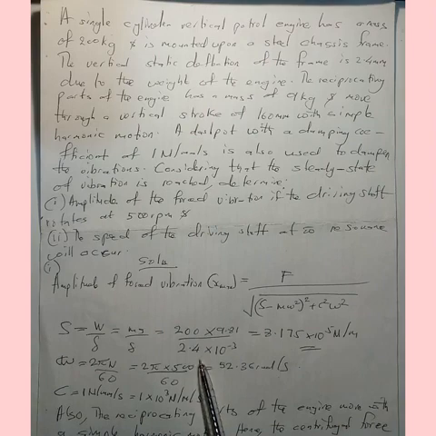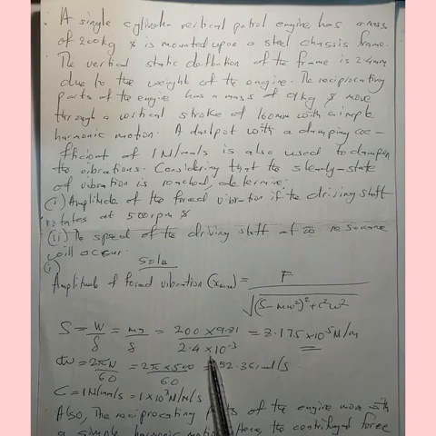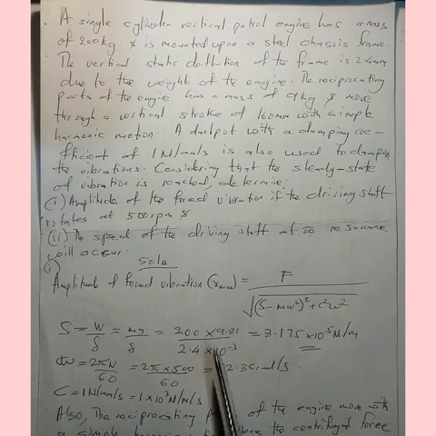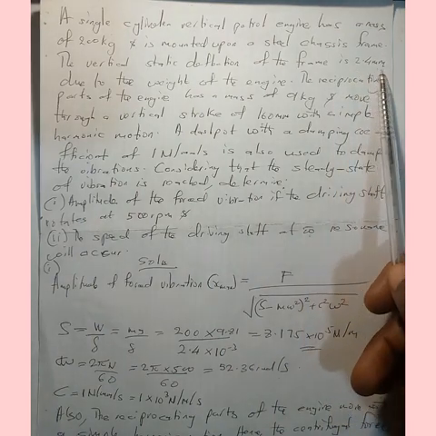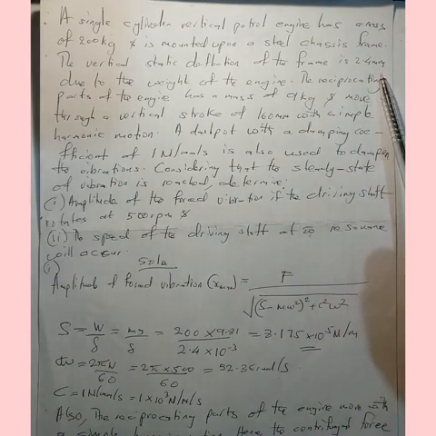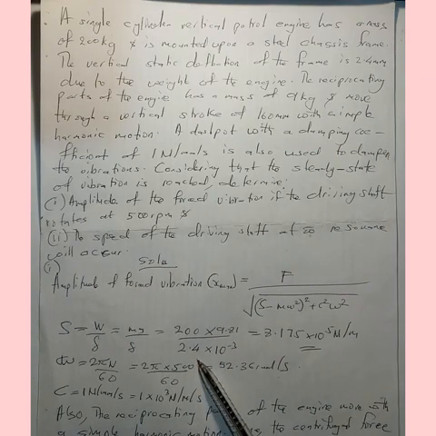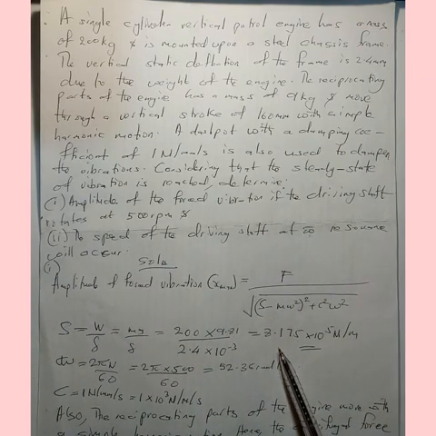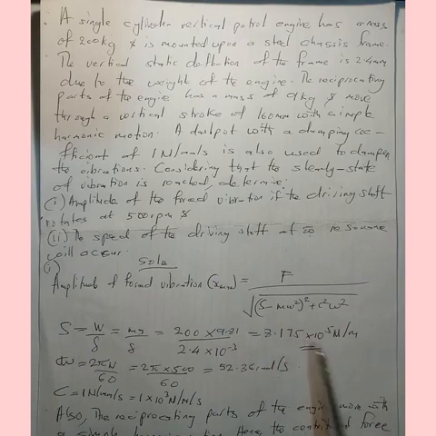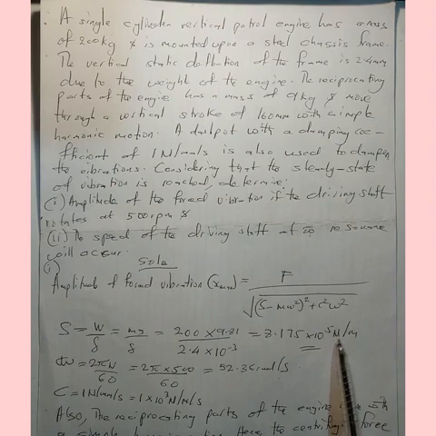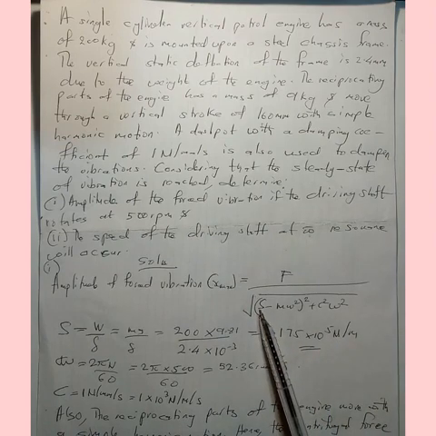Now the question has given deflection as 2.4 exponential minus 3. We have 2.4 millimeters, so we convert it to meters. So we have it as 2.4 exponential minus 3. That means the stiffness becomes 8.175 exponential 5 Newton per meter. Okay, so now we know our S.